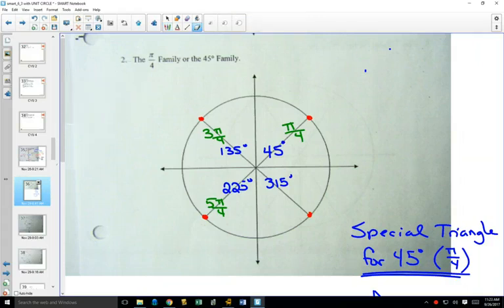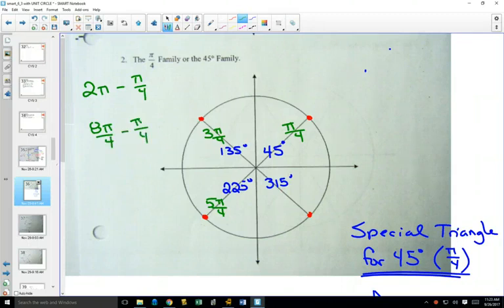And in quadrant 4, well, in quadrant 4, normally you did 360 minus your reference angle. So now you're going to do 2 pi minus your reference angle. But again, you need to have a common denominator to subtract fractions. So 8 pi over 4 minus pi over 4. That angle will be 7 pi over 4.